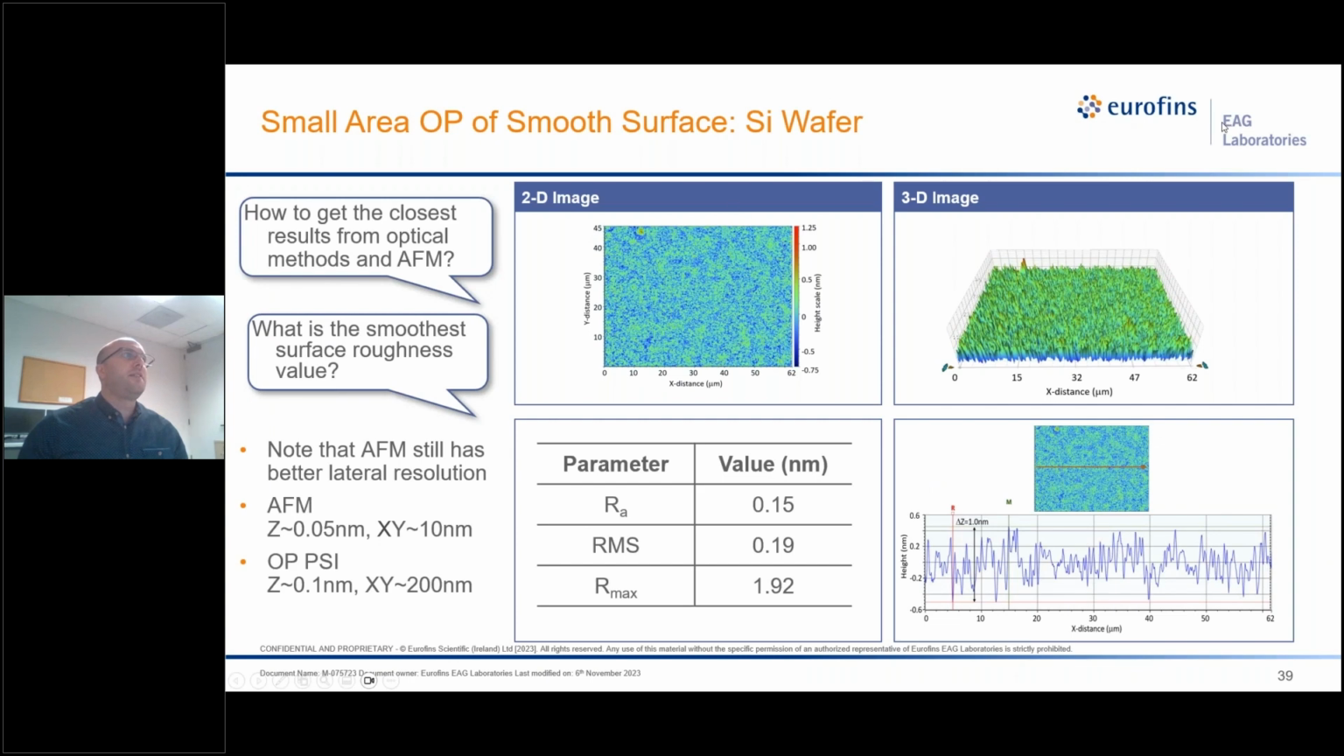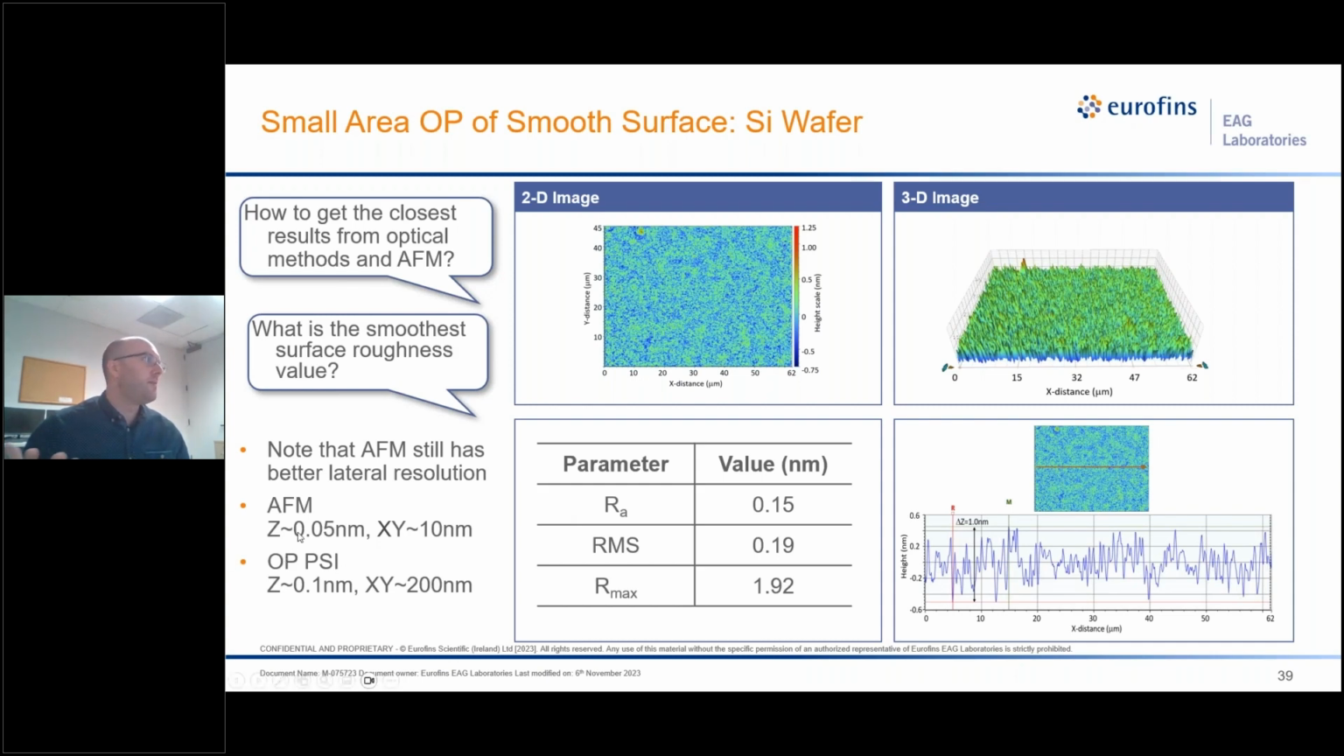So someone asked how to get the closest results from optical methods and AFM, which is a good question to ask. And so also, what is the smoothest surface roughness we can measure? Here I have a silicon wafer, and here are the roughness values. You see it's sub-nanometer. And comparing the resolutions of the two, AFM still has slightly better Z resolution. You can get your noise floor down to tens of picometers, where it's a little bit higher here, and you can get XY resolution down to about 10 nanometers, really determined by your nominal tip radius.